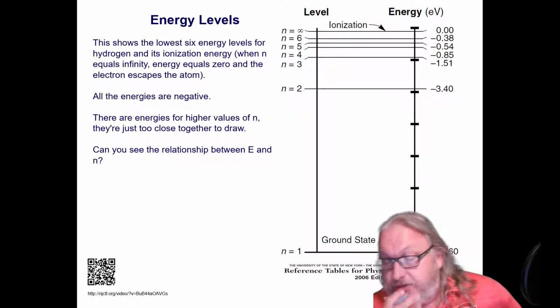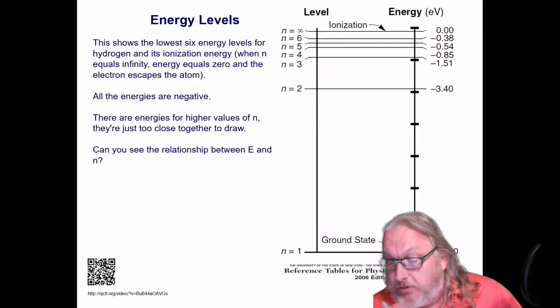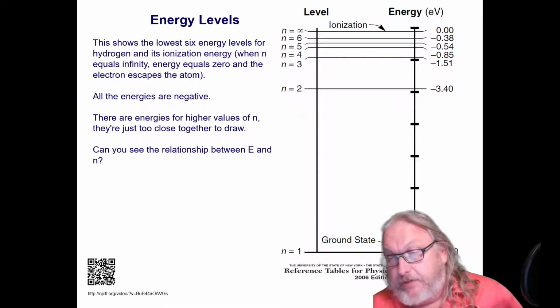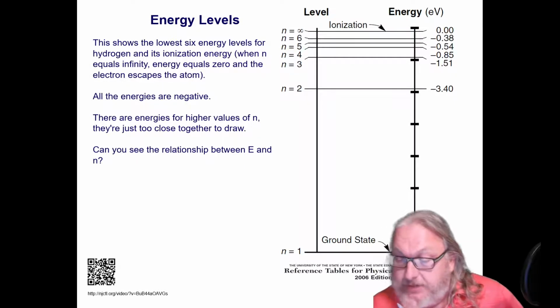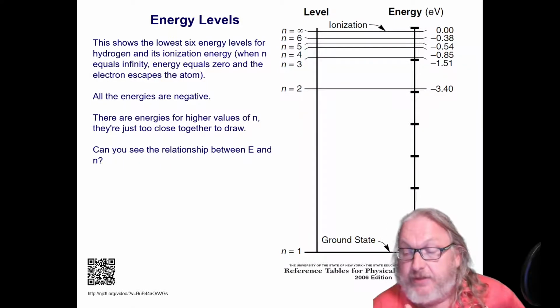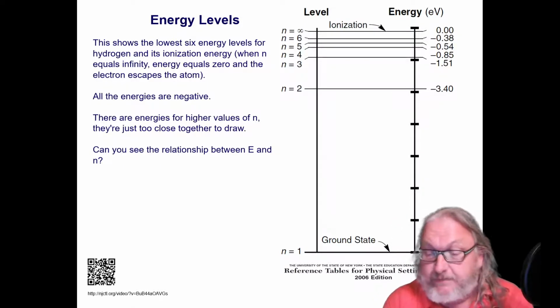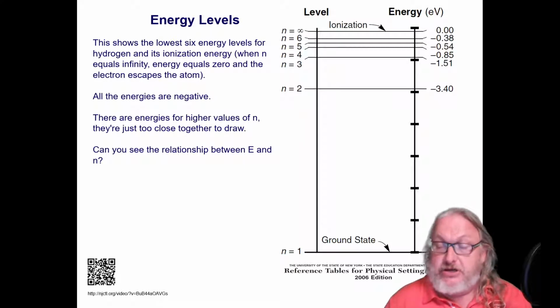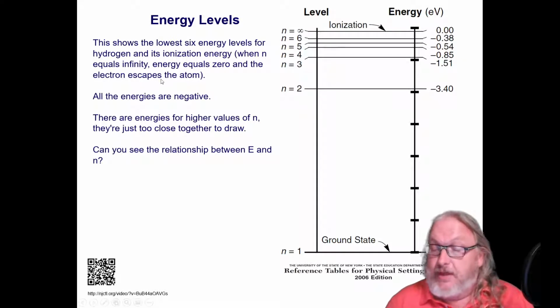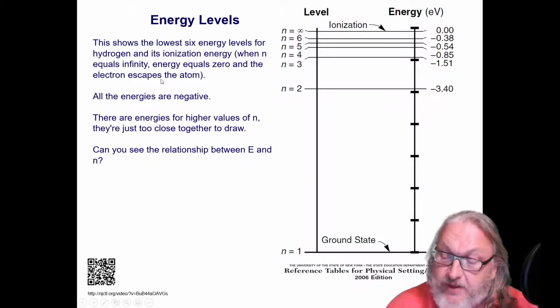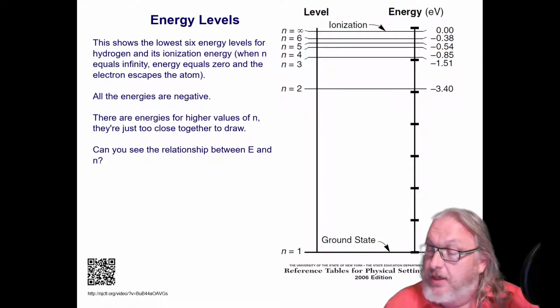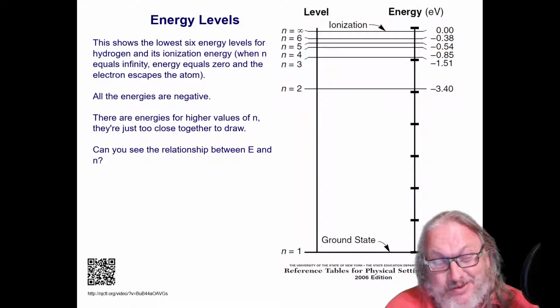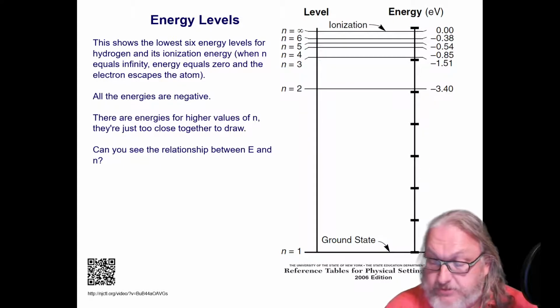So let's look at this. This is a chart of the lowest 6 energy levels for hydrogen, and its ionization energy when n equals infinity. The energy more or less equals zero, and the electron will then escape the orbit of the atom. Now, all of our energies are negative. And as we get to the higher values, the energies are so close you can't really draw them separately, so we stopped at n equals 6.